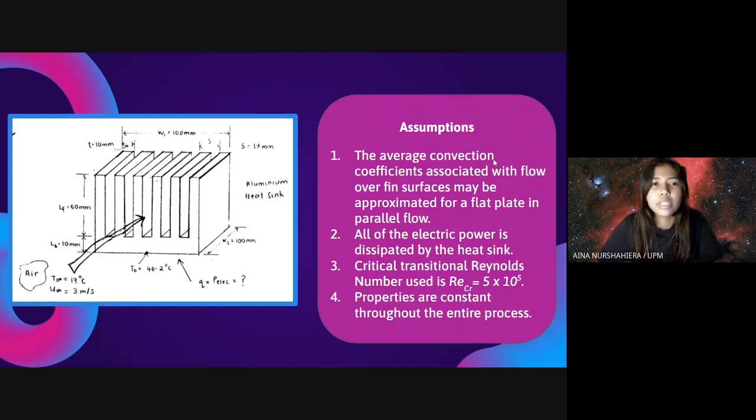properties here. The assumptions made for the calculation are that the average convection coefficients associated with flow over thin surfaces may be approximated for a flat plate in parallel flow. This is very important for us in determining the h value as well as the formula for the Nusselt number. And all of the electric power is dissipated by the heat sink, meaning that heat is not dissipated to the surroundings. The critical transitional Reynolds number used for the calculation is 5 times 10 to the power 5, and the properties are kept constant throughout the entire process.